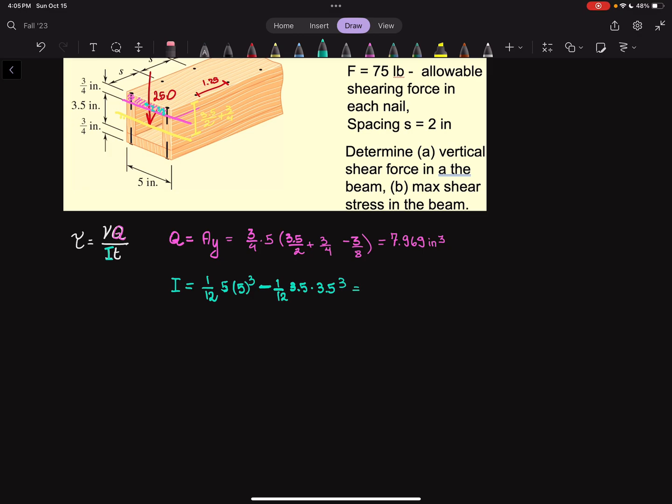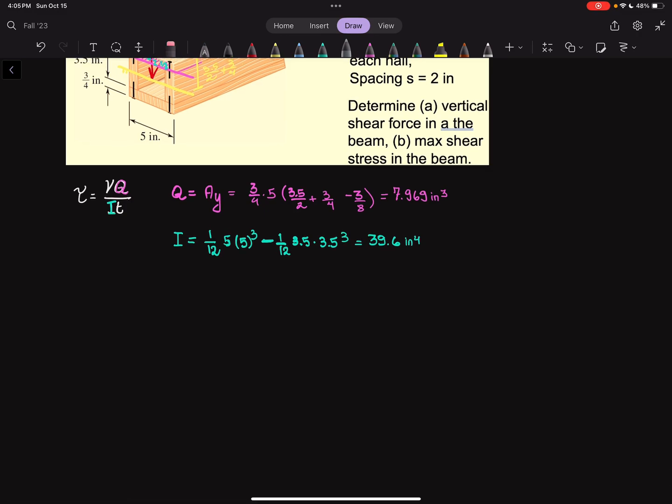So what is that going to be? Well, we can factor out the 1 over 12 multiplied by 5 to the fourth minus 3.5 to the fourth, which is 39.6. So 39.6 inches to the fourth. So now we have our I as well.